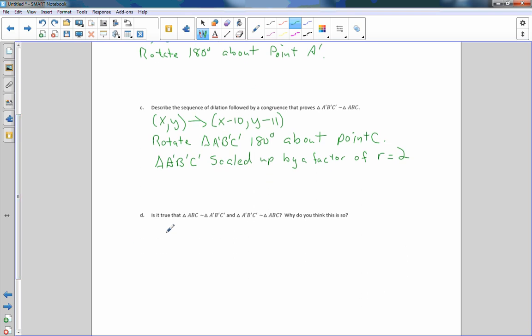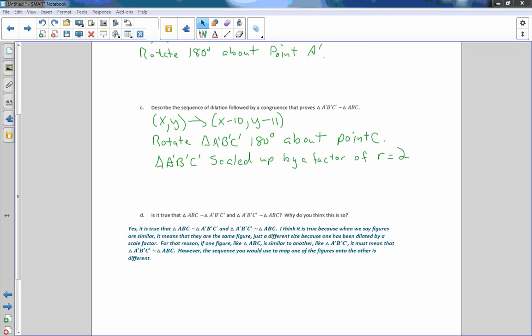And then D, is it true that these triangles are similar? Is it true that triangle ABC is similar to A prime, B prime, C prime, and A prime, B prime, C prime is similar to triangle ABC? And why do you think this is?